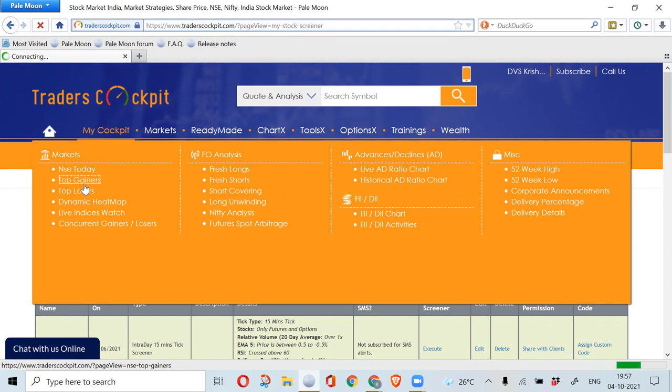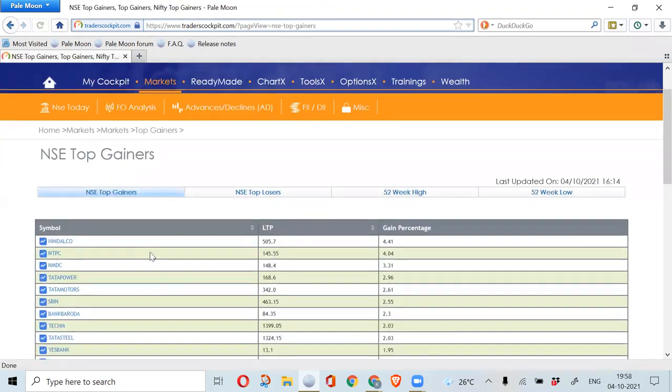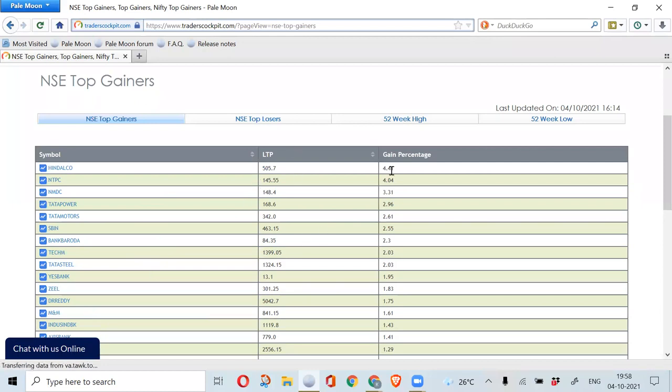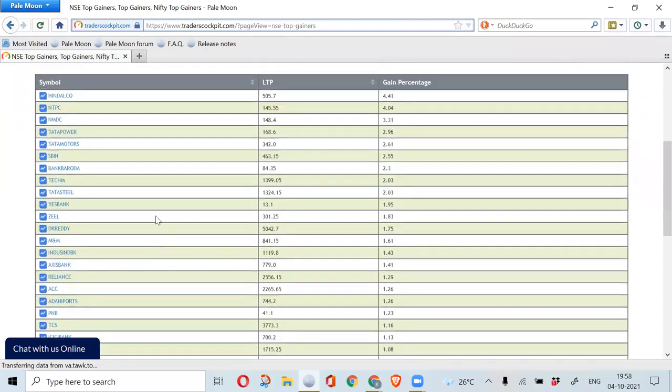If you click on the top gainers in the morning session, at 9:30, you can see the list of the stocks with their LTP and their gain percentage. From this also, you can grab the stocks which are having high volatility for the week.